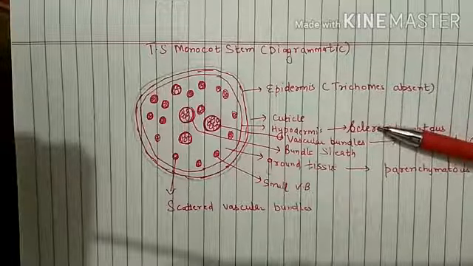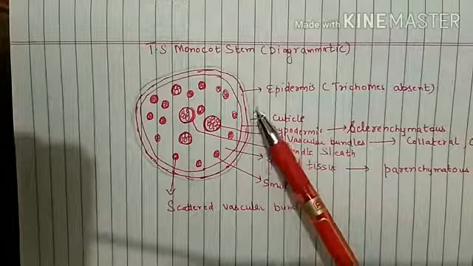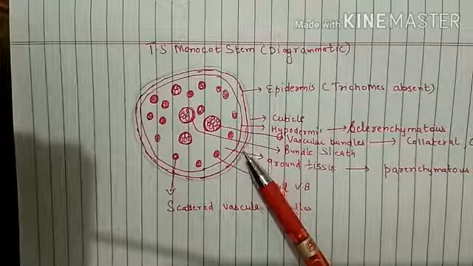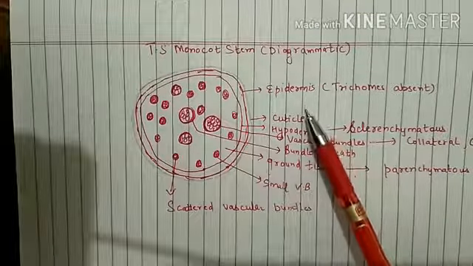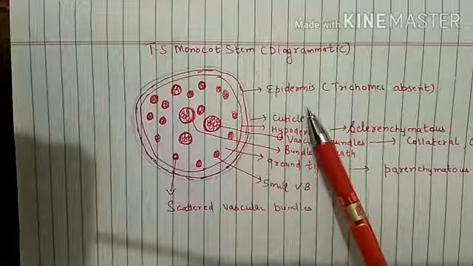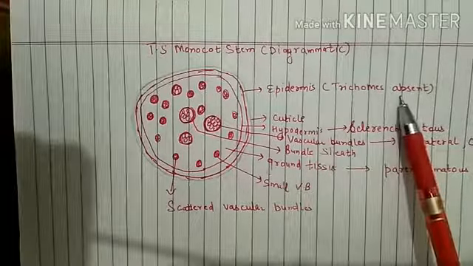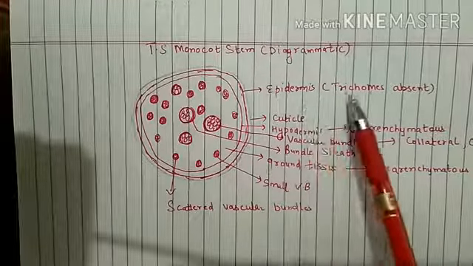So the outer one layer is known as epidermis, covered with a layer known as cuticle, same as we have observed in the dicot stem. But here the difference is that in the epidermis of monocot stem trichomes are absent. However, in dicot stem there were trichomes present.